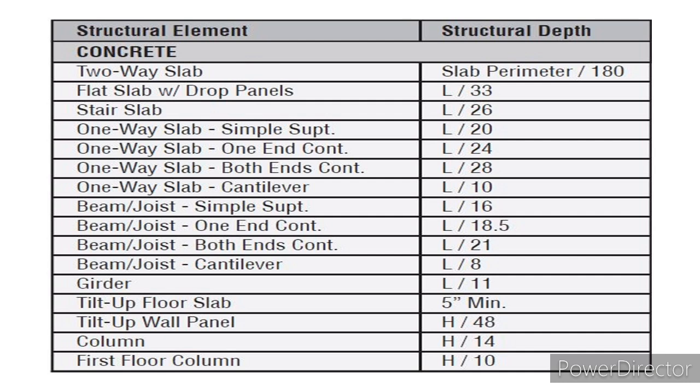Tilt-up floor slab: structural depth is 5 inches minimum. Tilt-up wall panels: structural depth is H/48. Column: structural depth is H/14. First floor column: structural depth is H/10.